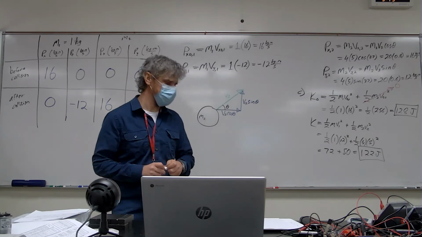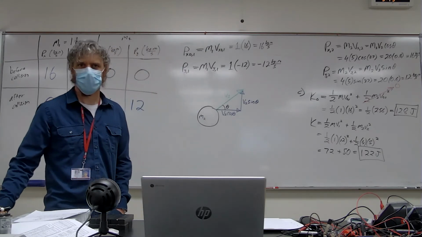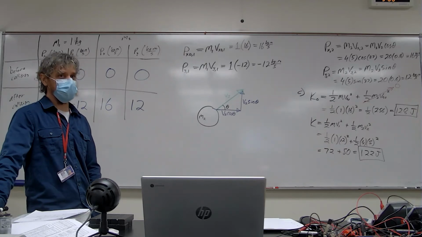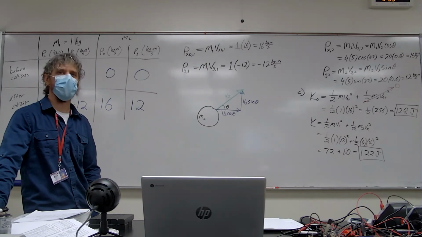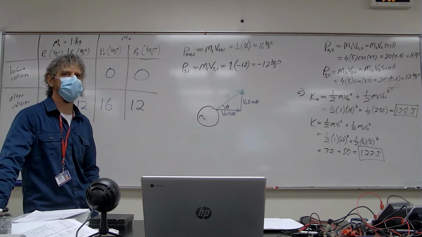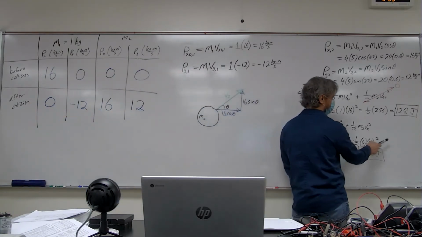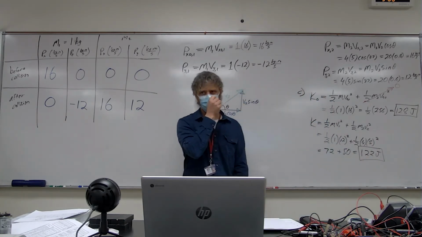Okay, so is kinetic energy conserved here? Nope. Now what you can conclude is that that collision was very bouncy, just wasn't 100% bouncy. Why was it very bouncy? Because not much kinetic energy was lost at all.